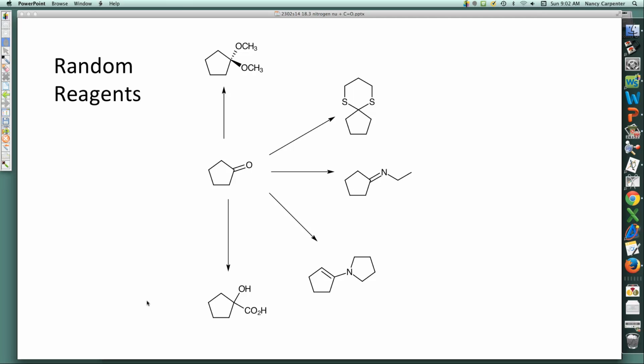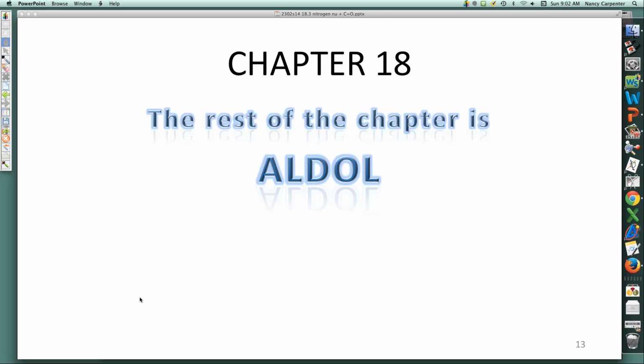So, another random reagents problem for you. Now I've mixed it up. Here are the products. You tell me what the reagents are that will affect those transformations. And then the rest of the chapter is aldol, and we will dive into that in the next mini lecture.